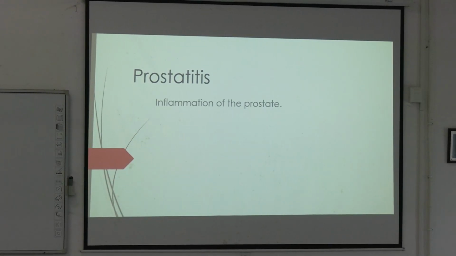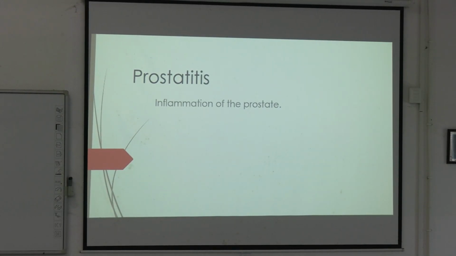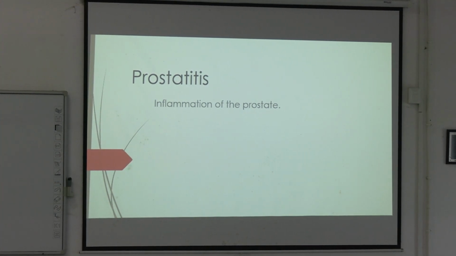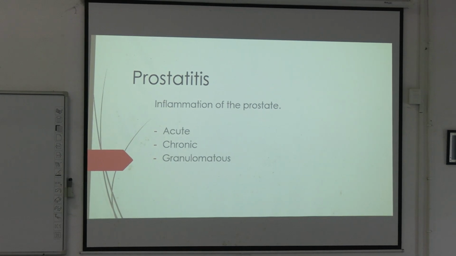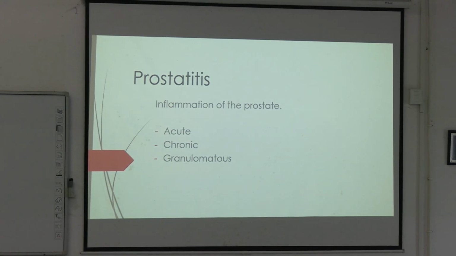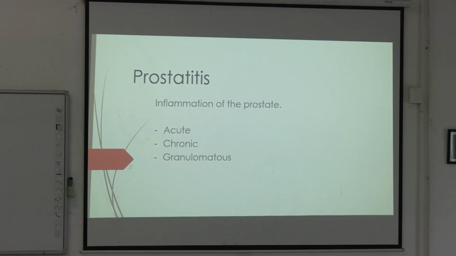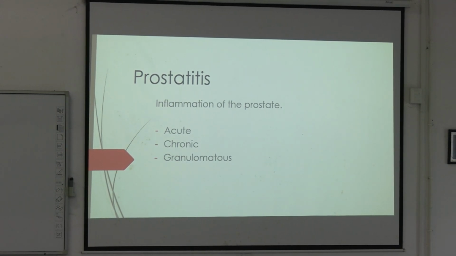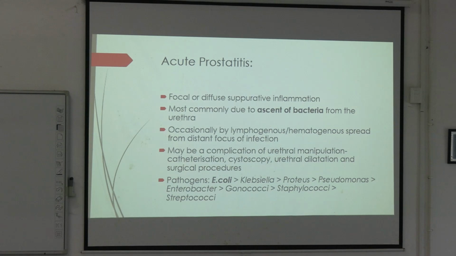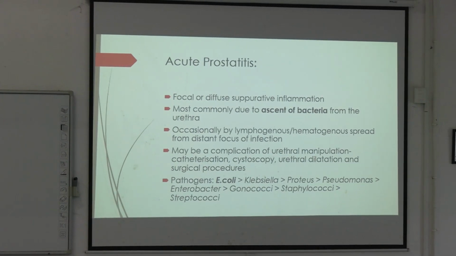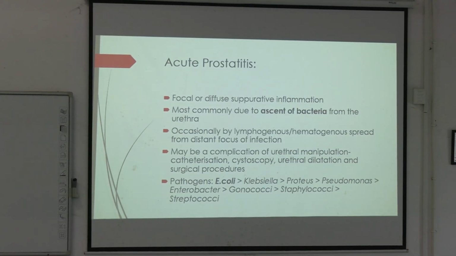So now what is prostatitis? As the name suggests, it is the inflammation of the prostate gland, okay? So now what are the types? So you get three types of prostatitis. One is acute, then chronic, and the last one is granulomatous. So coming to acute prostatitis, as the name suggests, it is an acute inflammation of the prostate.